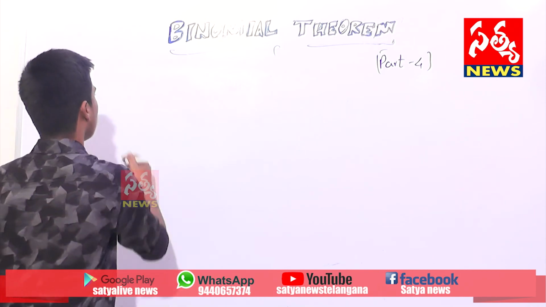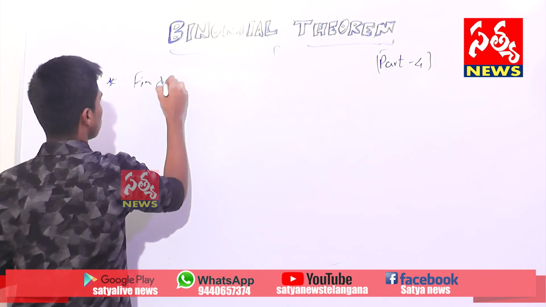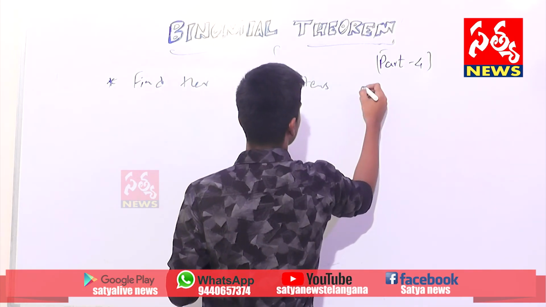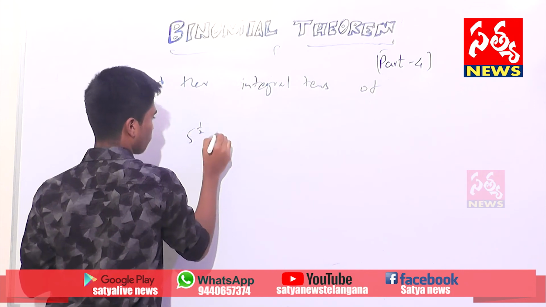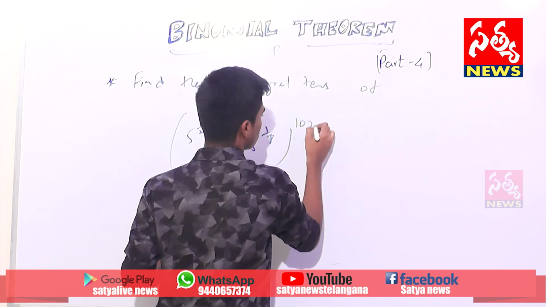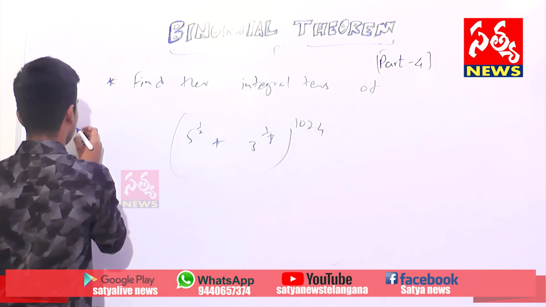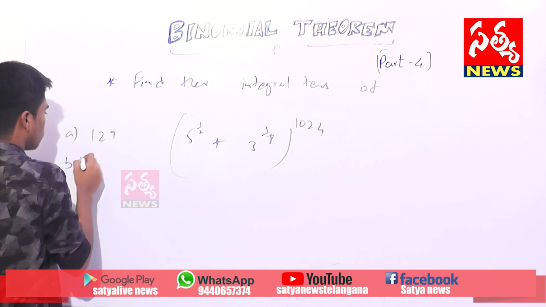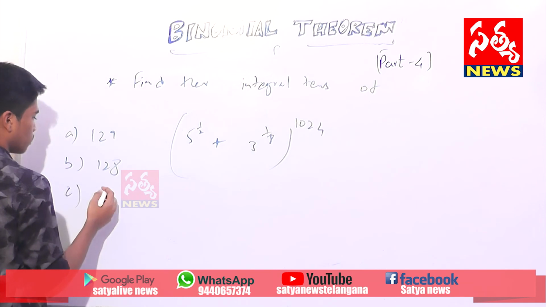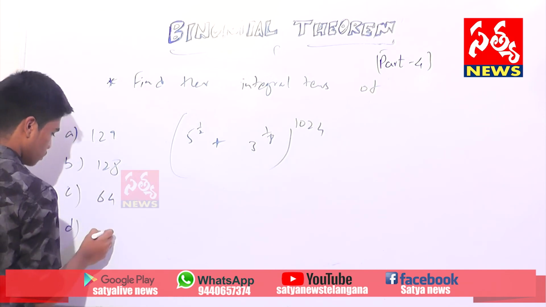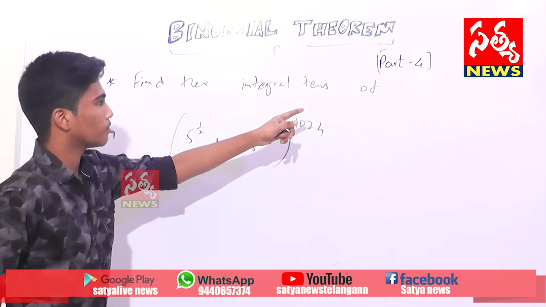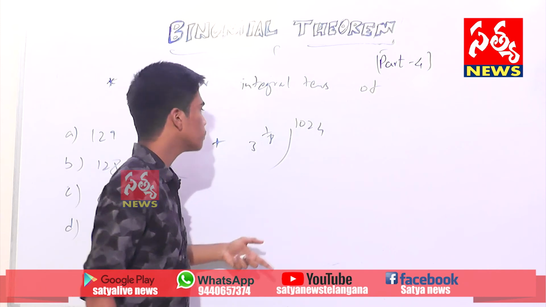And the last problem for today. Find the integral terms of (5 power 1/2 plus 3 power 1/8) whole power 1024. The options are 129, 128, 64, 0. Now, find the integral terms. Integral terms are nothing but the rational terms.